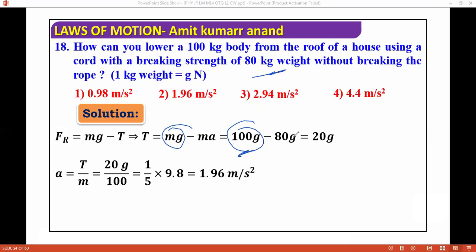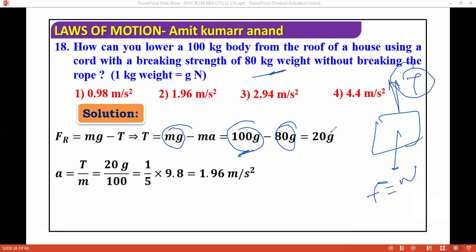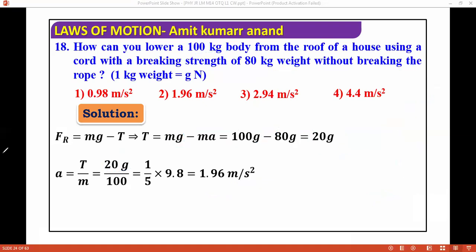The breaking strength is 80, which means the upward force, the tension T, is the breaking strength, and the weight is 100 g. So the net force is 20 g. The acceleration will come to 20 g divided by the mass, which is 100 kg. Divided by 100, this will come to 1.96 meter per second square. If you know the concept, you can solve these questions easily like this. So the answer will come 1.96 meter per second square.